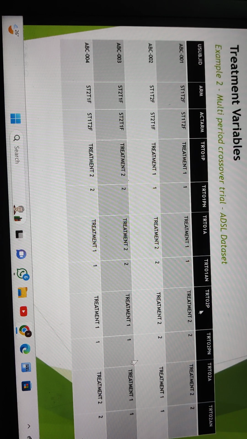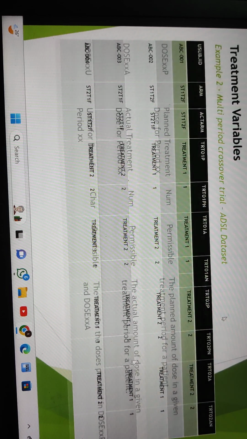So is that clear? This example, do you have any questions about what we have discussed for the treatment variables? Okay, I can take it as no. We'll move to the next slide.